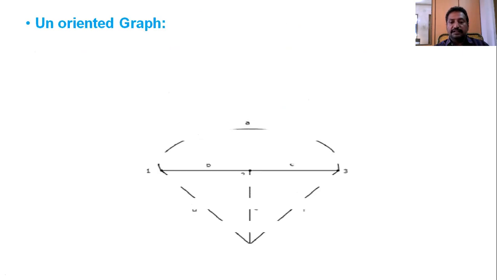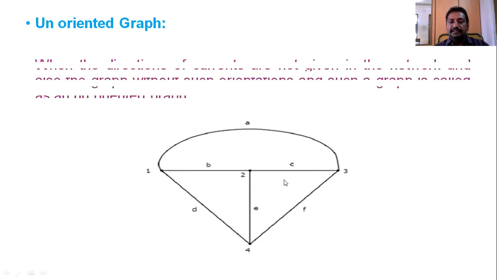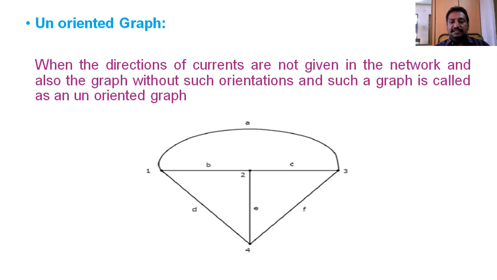Next, unoriented graph. See, are there any directions in this figure? In this graph, no directions. That means no directions are represented on any branch. Such a type of graph is called an unoriented graph.